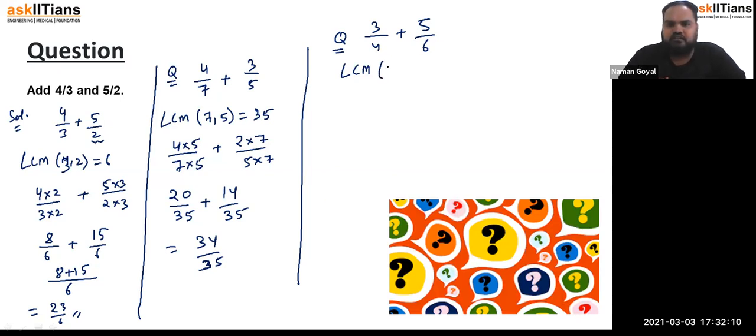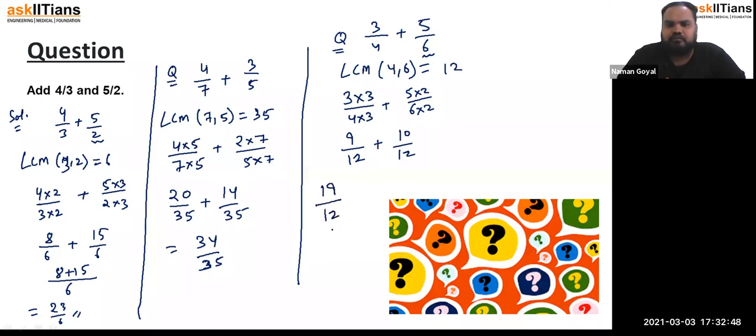First we have to find the LCM of 4 and 6. So what is the LCM of 4 and 6? 12. So to make this 12, we have to multiply by 3, right? In numerator as well as in denominator. So it becomes 3 into 3 upon 4 into 3, plus, to make this denominator 12, we have to multiply by 2 in numerator as well as in denominator. So 5 into 2 upon 6 into 2, right? Now this is 9 upon 12 plus 10 upon 12. So if you do this, you will get 19 upon 12 as the final answer.